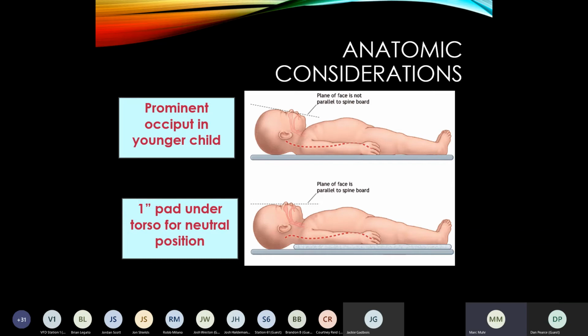Prominent occiput. When you're thinking of immobilization and airway control with kids, their occiput is often prominent. So it works out much better to prop the shoulders to keep them in cervical alignment and maintain their airway. You want to put them into an anatomically neutral position. Oftentimes the best way to do this is to prop under their shoulders.